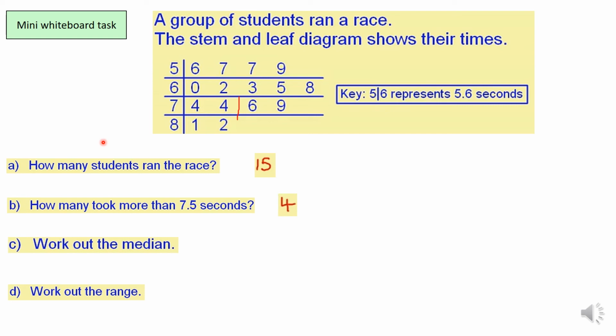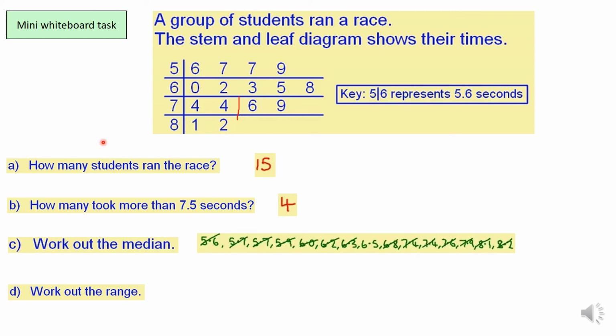And then work out the median. Again, you have to write all the numbers as you write normally. And then you start to cross out one from each side, and you end up with something like this, 6.5 in the middle. Second, don't forget to include the unit.